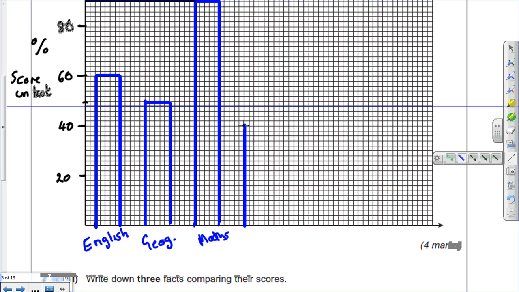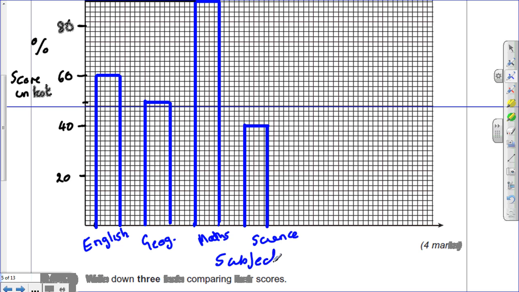Now, to make sure that we pick up all the 4 marks, we put the subjects there, the subjects we've done. So we've got a title for our horizontal scale and a title for our vertical axis as well. And that's how we pick up 4 marks.